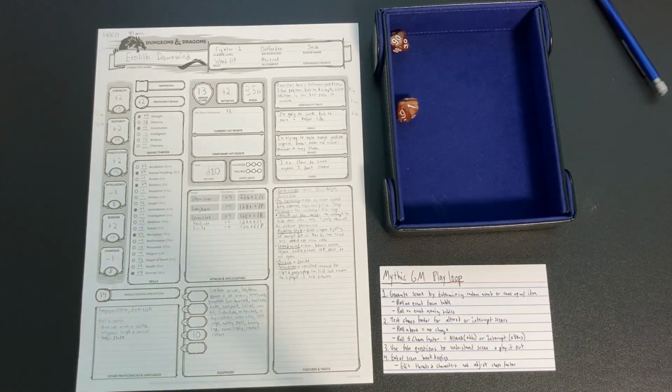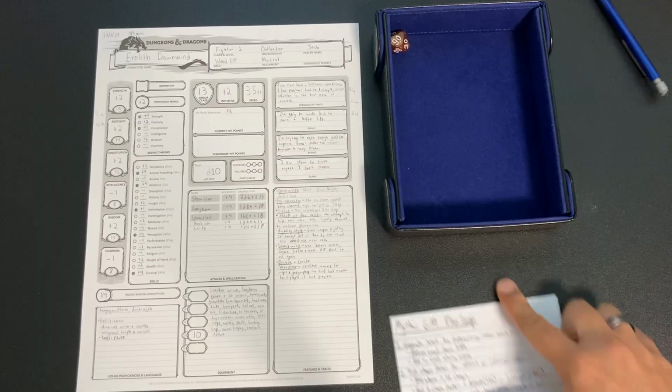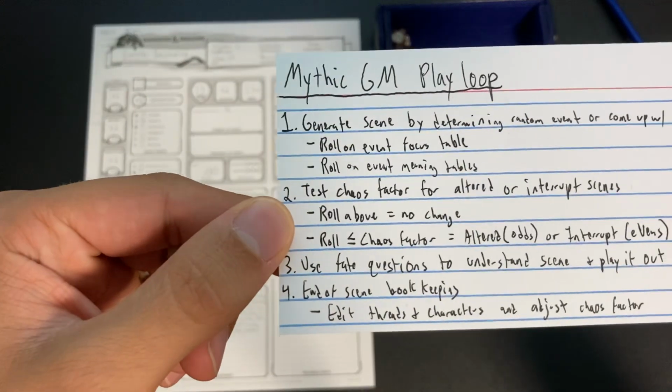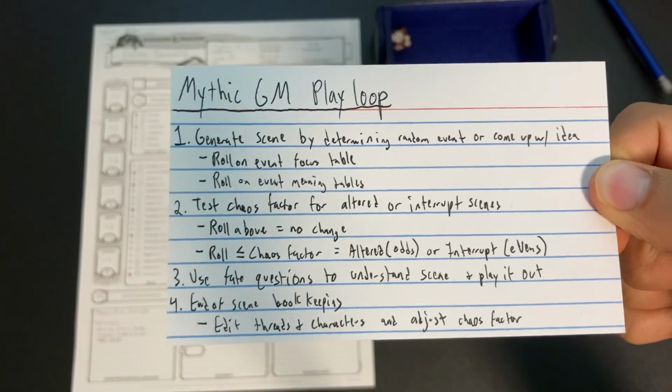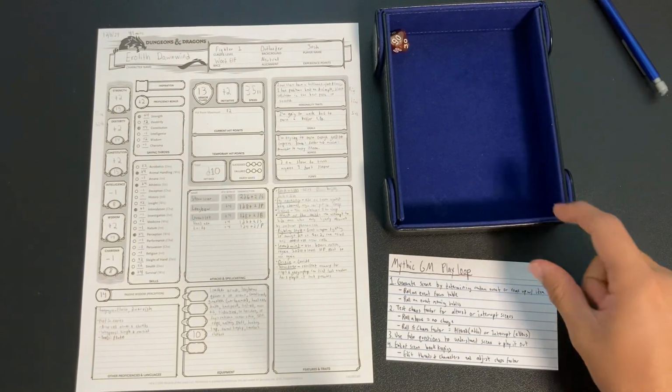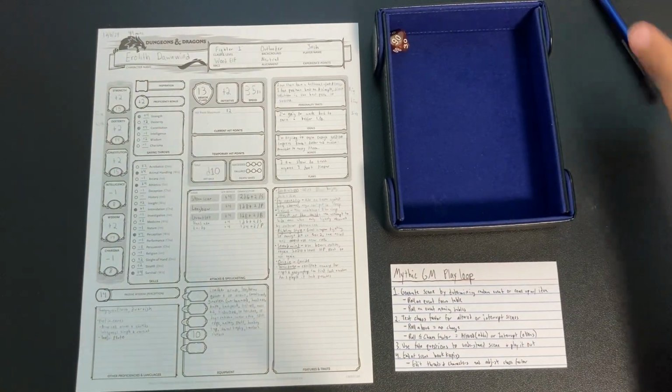So next, step 2 is you test the scene based on the chaos factor to see if there is an altered or interrupt scene. The chaos factor is 5 right now because that's the default.